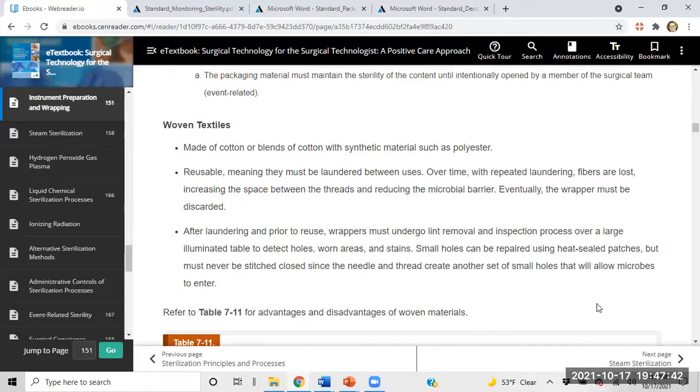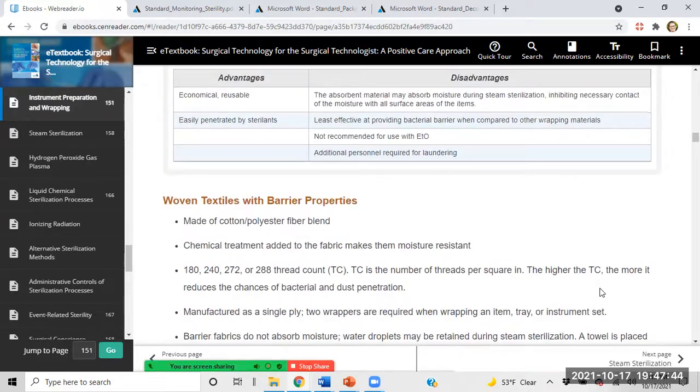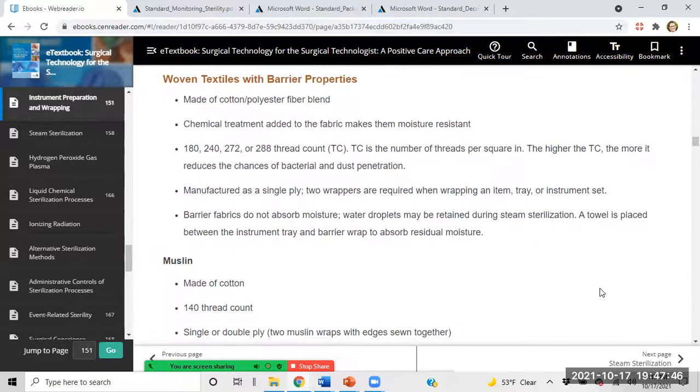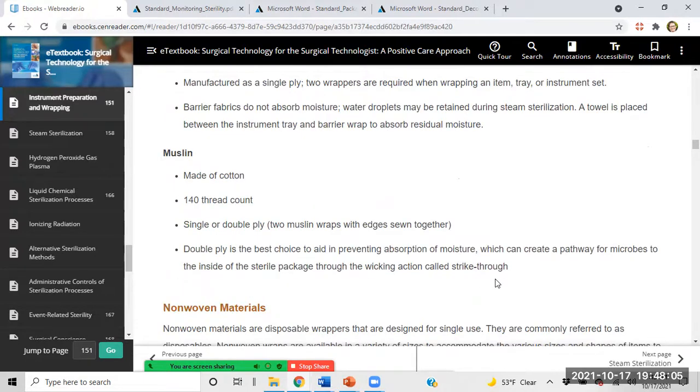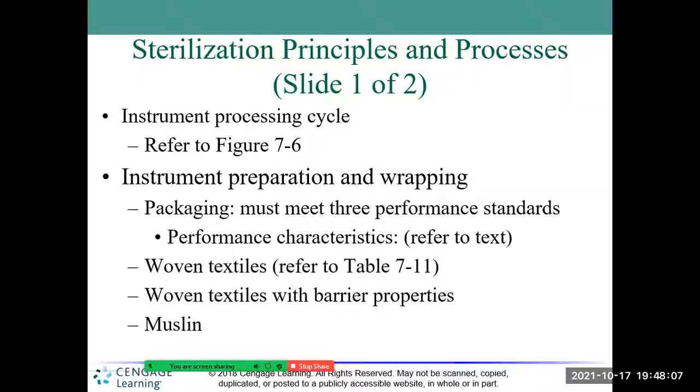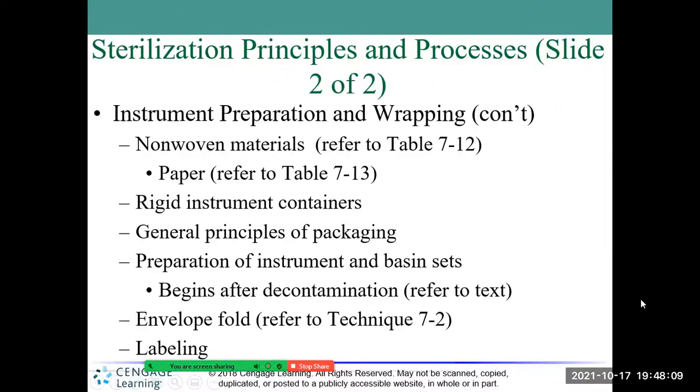And so what we're seeing most days are the disposable, right? So we're seeing the paper ones, because the things that are used with a barrier property have chemical treatments added to the fabric, and that makes them moisture resistant. So some of the things that we use do have those barrier properties. So then you can read through all of the textiles.